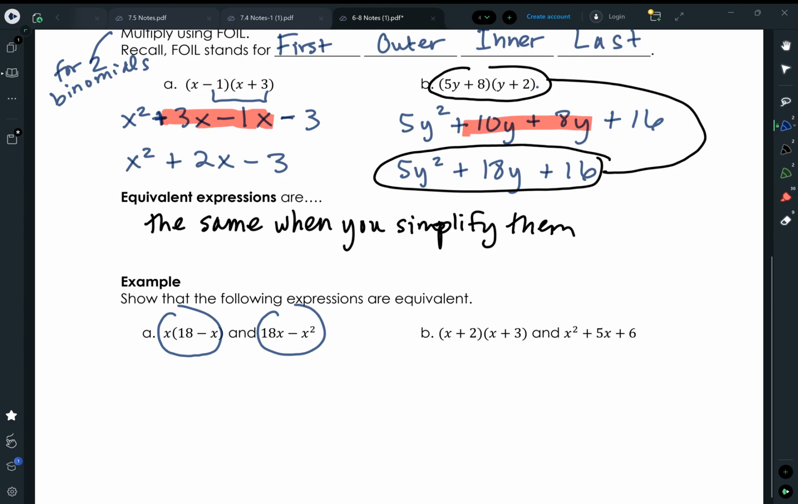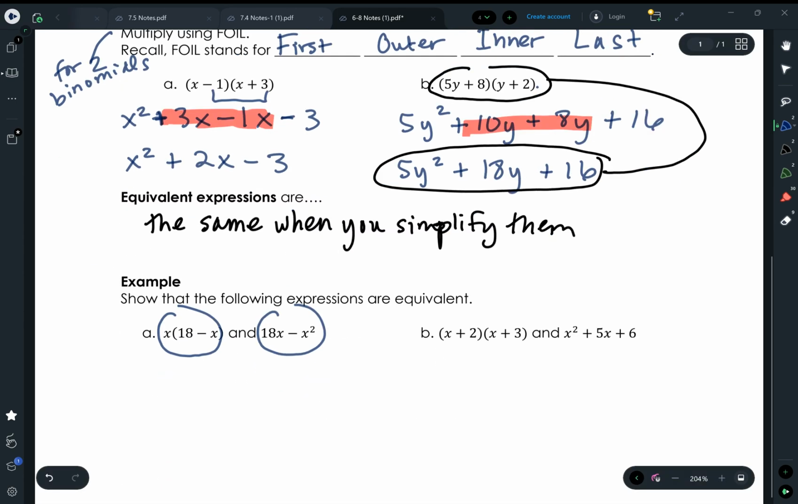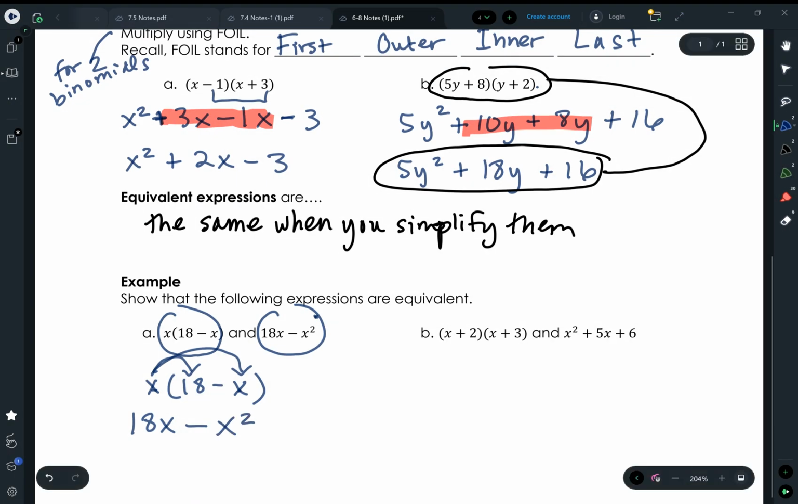I'm going to be simplifying it by multiplying or distributing, or what was the other word I gave you? Expanding. Okay, so we can't do anything with the second one. It doesn't have any parentheses. We have to focus on the first one, x times 18 minus x. The way I would get rid of my parentheses is by distributing x times 18, x times minus x. So x times 18 is an 18x. We always put the number in front. Minus x times x is x squared. Now I want to check, are they equivalent? Does 18x minus x squared equal? Yep, they do. Check, we've shown that they're equivalent.